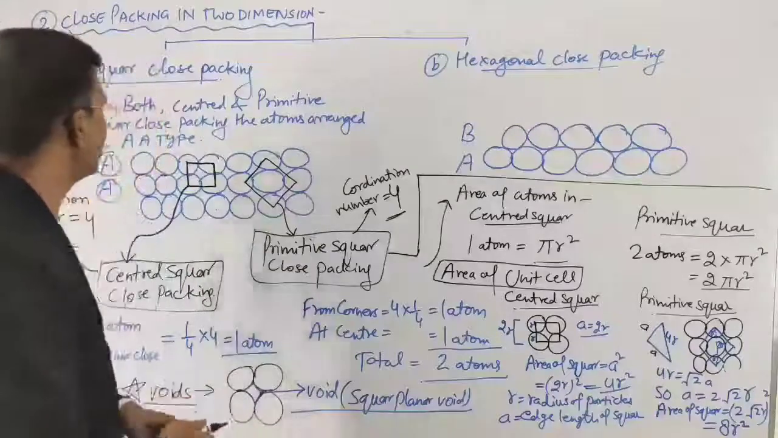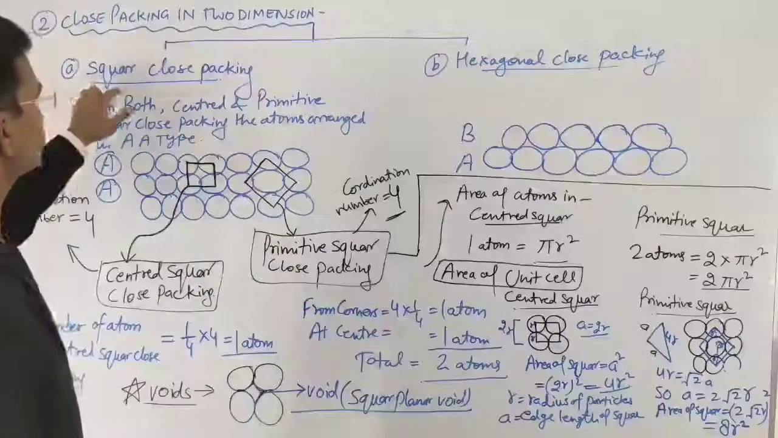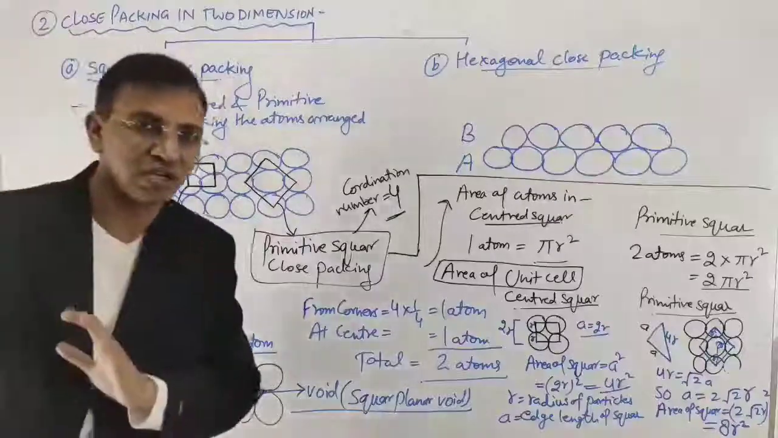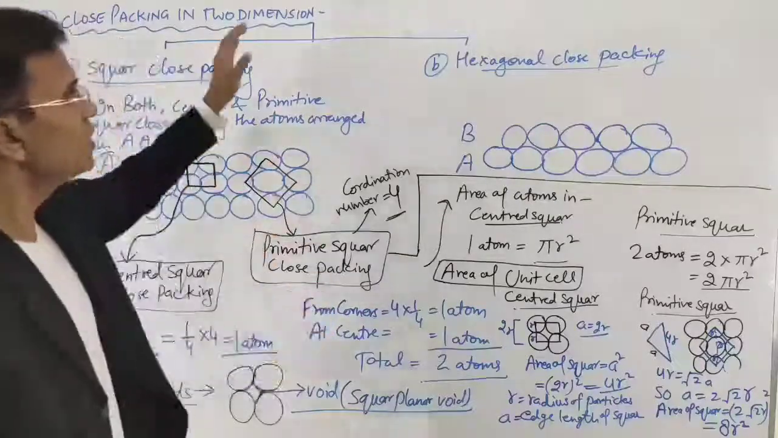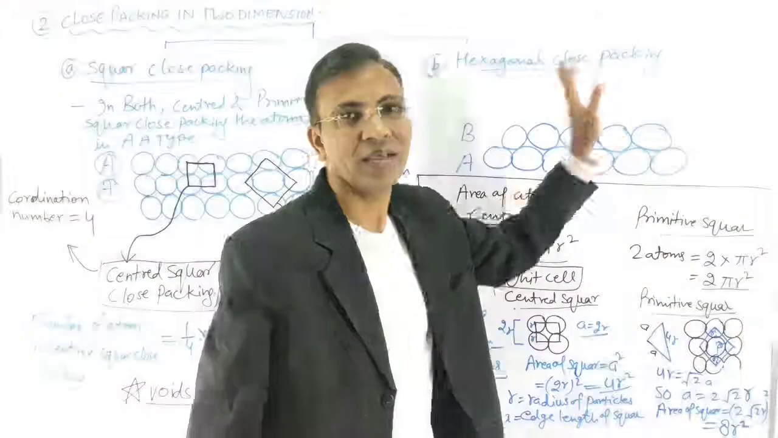Now everything about the two-dimensional square close packing has been finished. Now come to the two-dimensional hexagonal close packing structure.